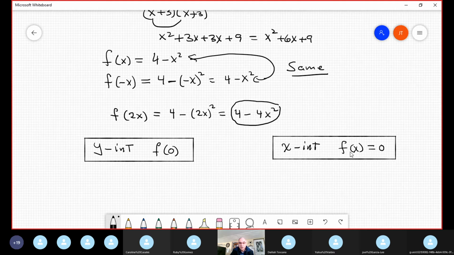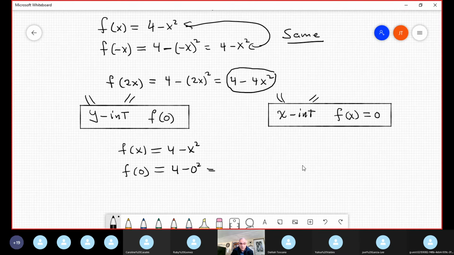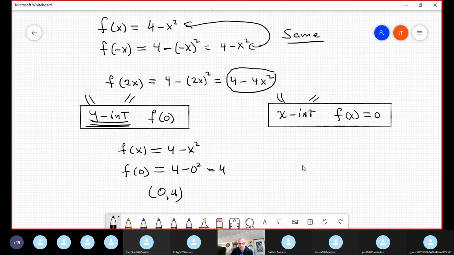Let me do it again in this elementary example. Again, we continue working with this function, which is 4 minus x squared. I want to determine the y-intercept and after that the x-intercept in this specific function. So you evaluate f(0): 4 minus 0 squared. Oh, it's 4. And the point is (0, 4). This is my y-intercept. Let's do it in the graph just in case to see much better.